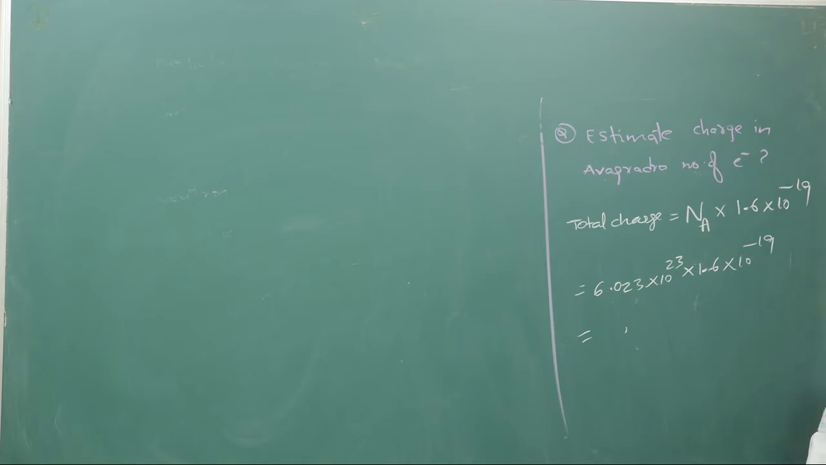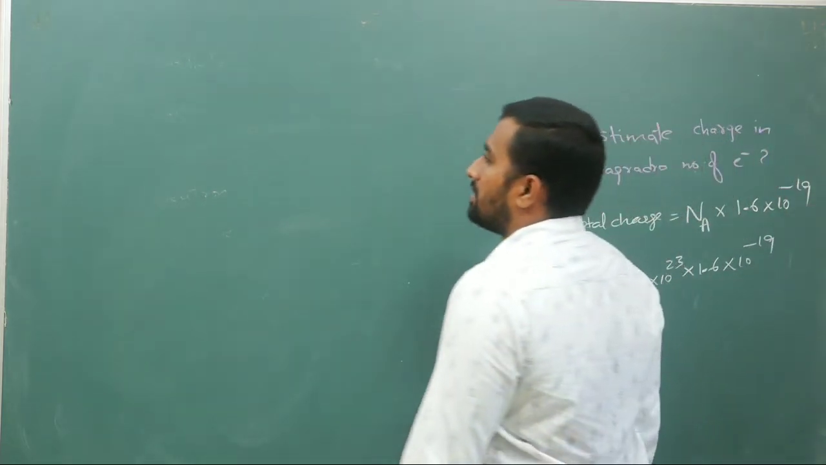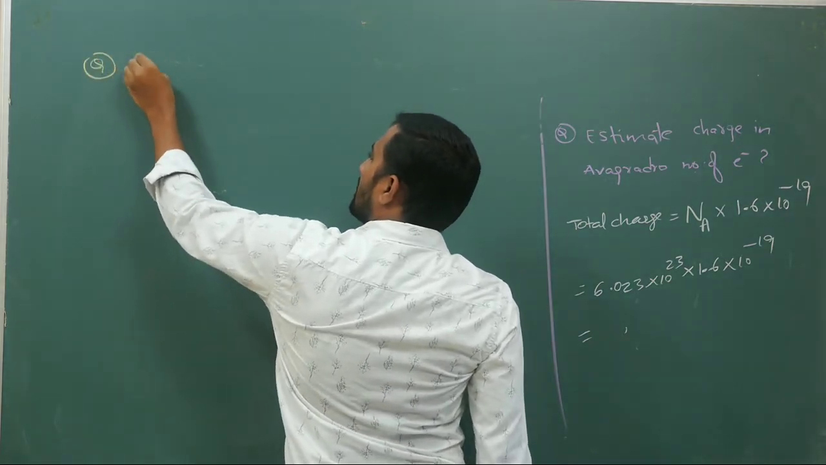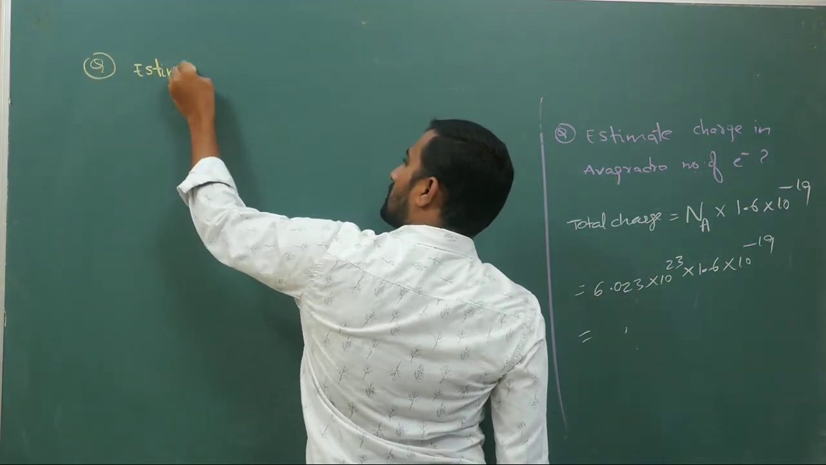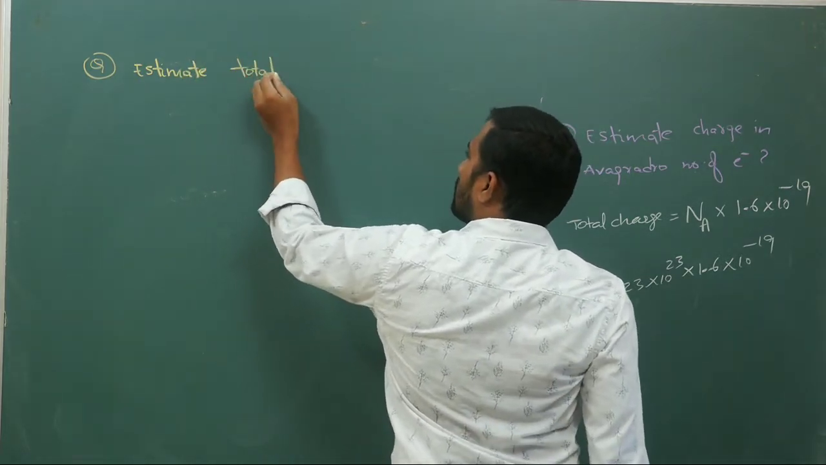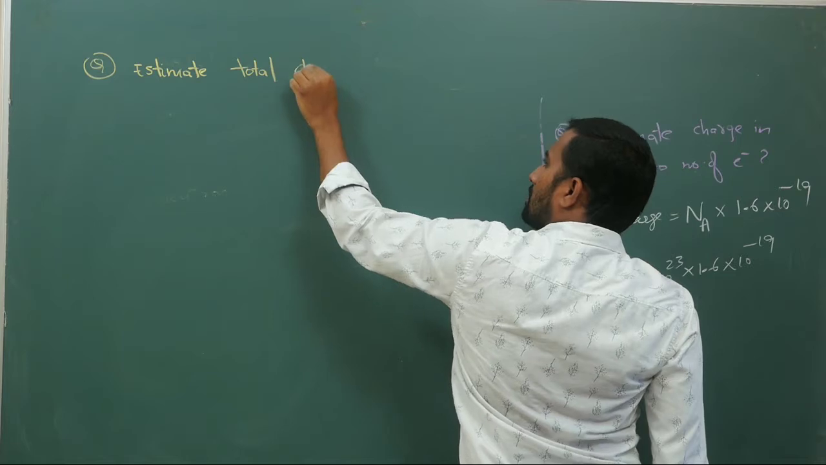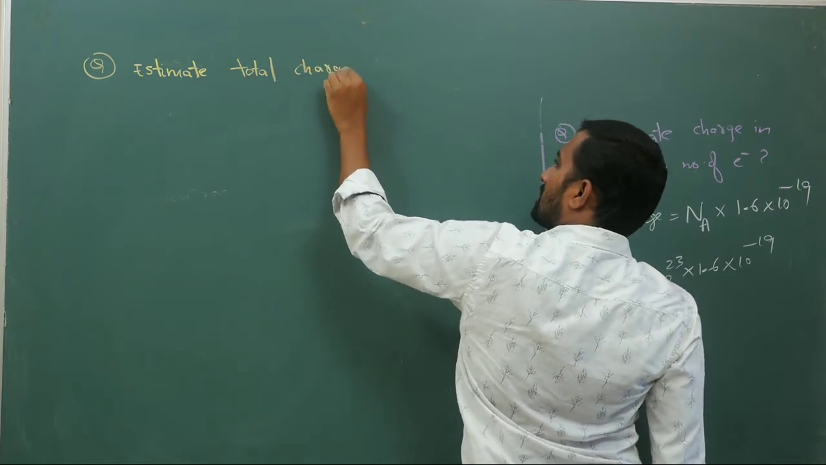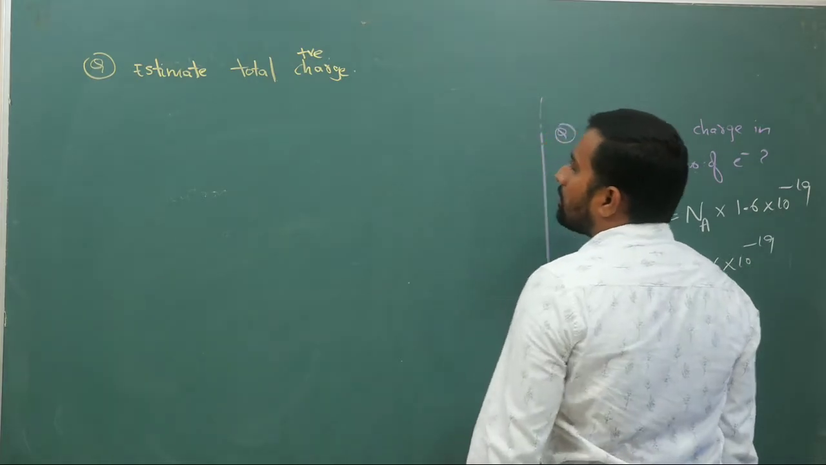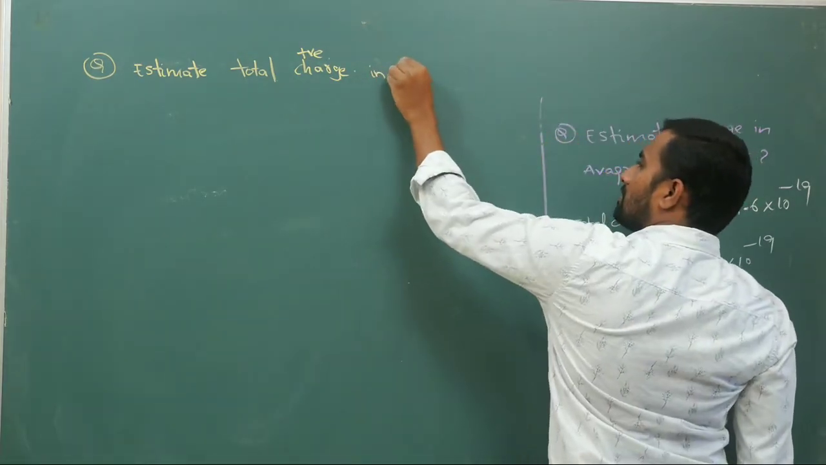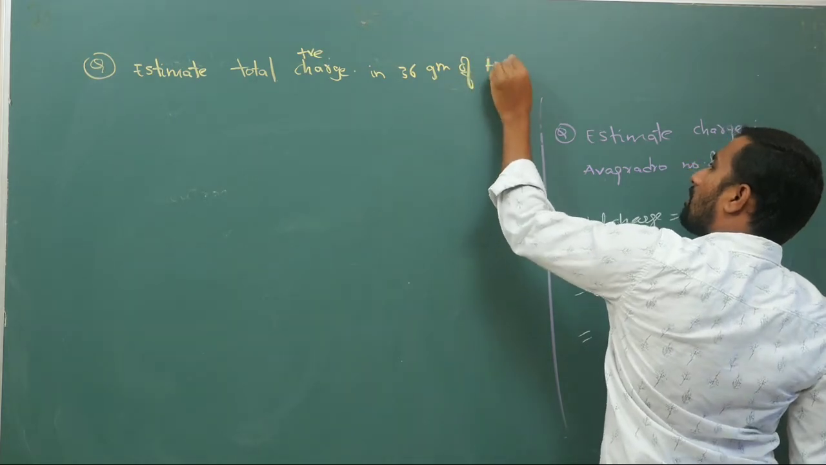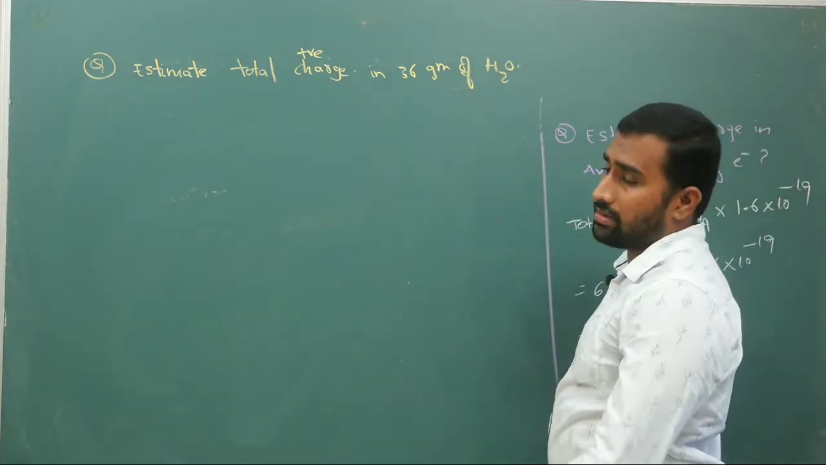Now we will give a simple question, that is, estimate the total positive charge. Okay, if charge is asked, estimate total positive charge in 36 grams of H2O. This is your question.